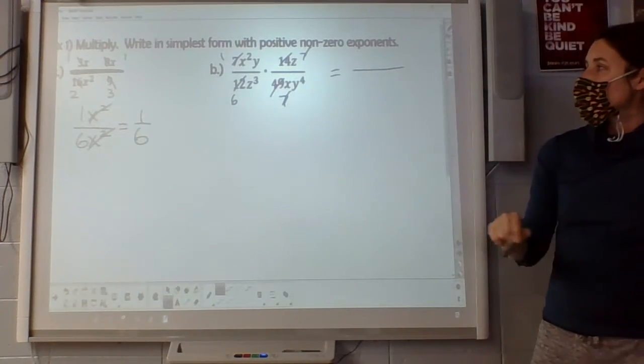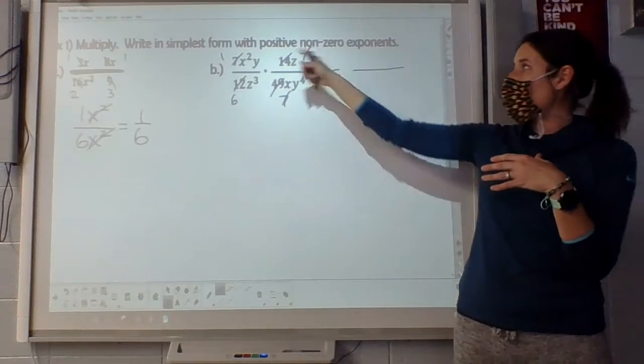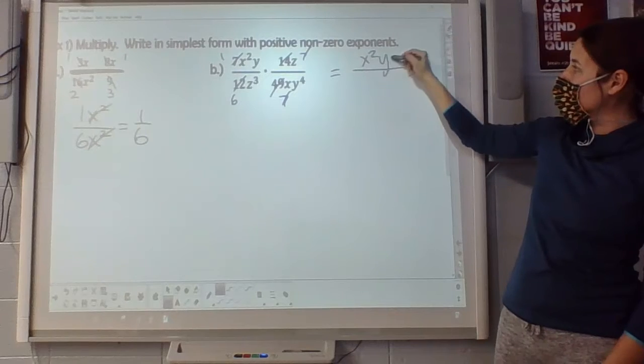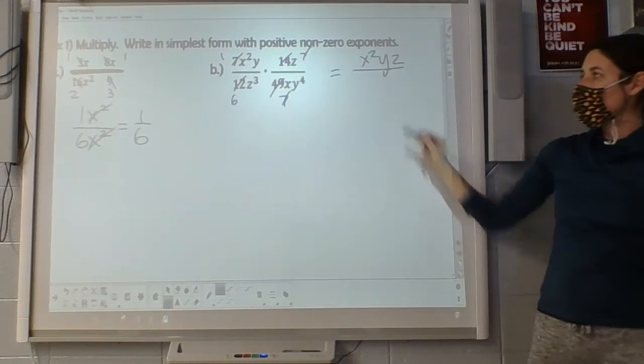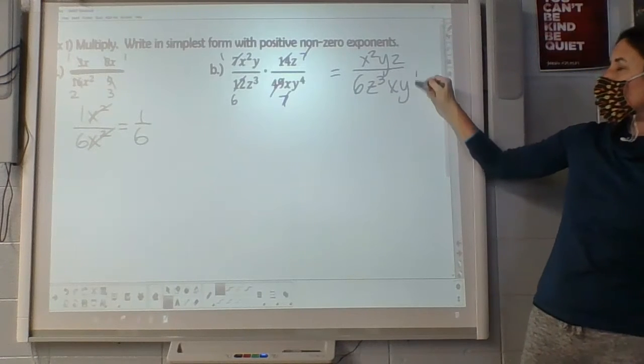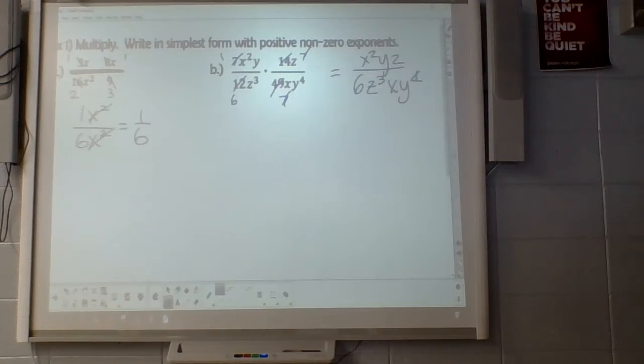So I'm going to rewrite what we have. On top we don't have any numbers. We just have like a 1. We have x squared y z. On the bottom we have 6 z to the third, x, y to the fourth. And if you wanted to put those in order, you could. This is where we go back to where are there more, how many more. This is kind of that same idea we've talked about before.